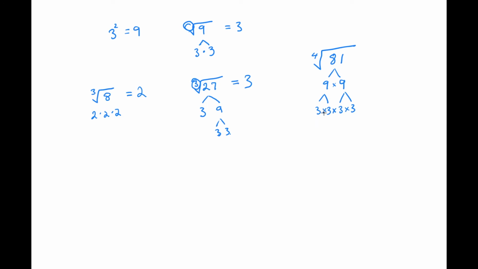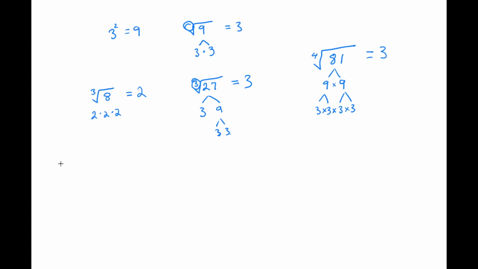So 3 times 3 times 3 times 3, that's 4 3s. 4 is the number we're looking for. So we know the 4th root of 81 is 3. Okay? All right, so let's move on to some practice problems with roots.